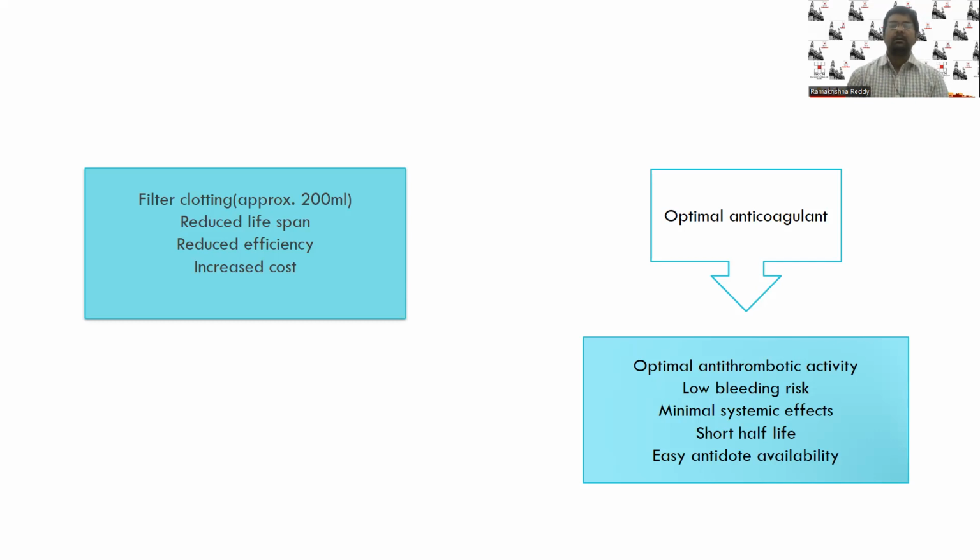give an anticoagulant. There are various anticoagulants available, both systemic and regional anticoagulants. An ideal anticoagulant should have optimal antithrombotic activity with a low bleeding risk. And whatever anticoagulant you are giving, some of the drug may enter the systemic circulation. So an ideal anticoagulant should have minimal systemic effects, a short half-life, and easy antidote availability, so that in case of any adverse bleeding event, we can reverse it using an antidote.